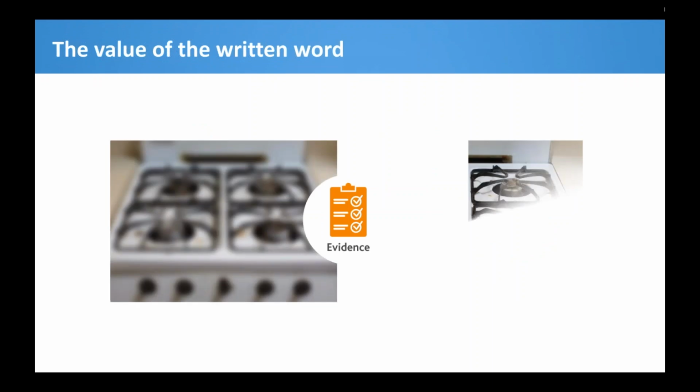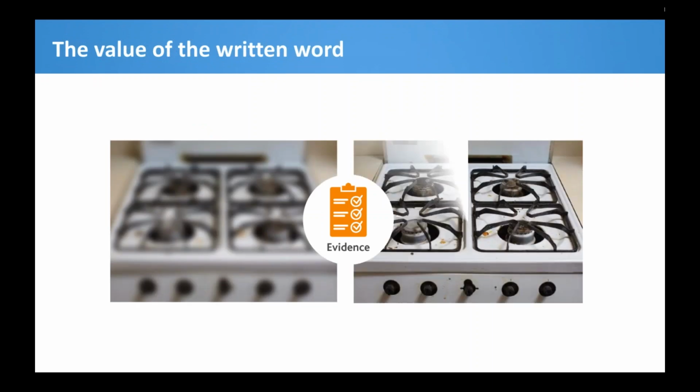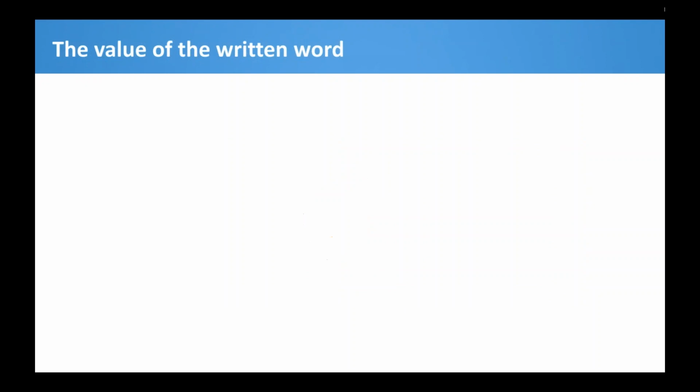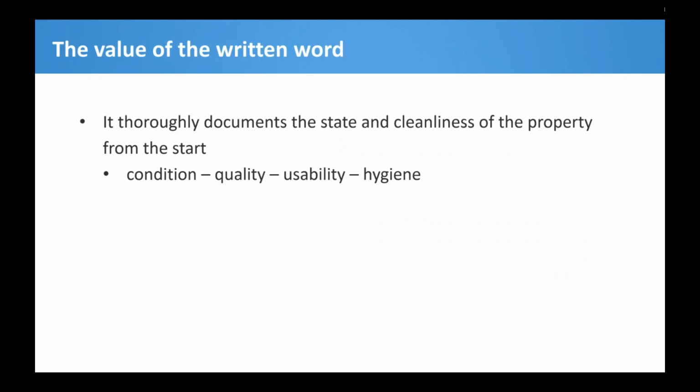all about evidence, because without evidence, to be able to say how a property was at the start, you don't have anything to say how it was. It's just one word against another. And talking earlier, we mentioned that when it goes to arbitration, there's this burden of proof, and to be able to show that the property has been returned in a different condition, that burden of proof is about showing what the condition of the property was when it was first let.